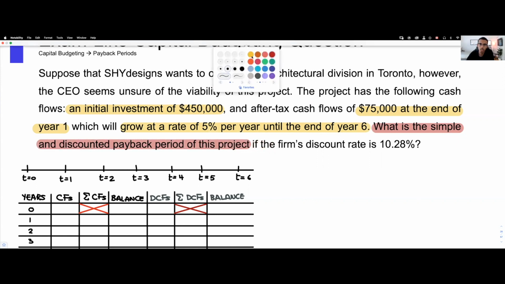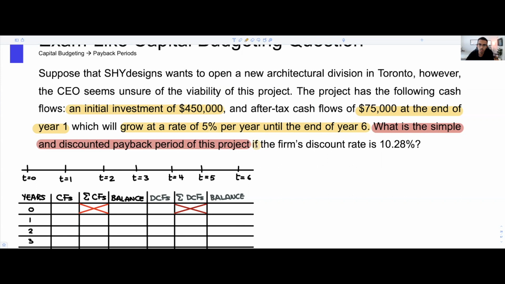If the firm's discount rate is equal to 10.28%. So in this case, it's very much the same thing, but you need to account for that growth rate. That's a little bit of a nuisance, an opportunity for you to make a mistake, unfortunately. But I'm going to show you how to go about this, fairly easily, not too complicated. We're going to work through it together.